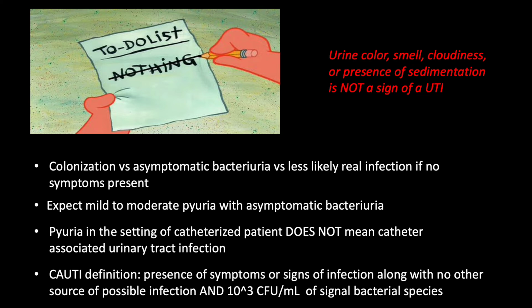It can be expected that a patient with colonization can have these urinalysis results. And to take this one step further, what is the definition of a catheter-associated urinary tract infection according to the IDSA guidelines? That would be the presence of symptoms or signs compatible with a urinary tract infection with no other identifiable source of infection, along with 10 to the third colony forming units per mL of one single bacterial species in a single catheter urine specimen.